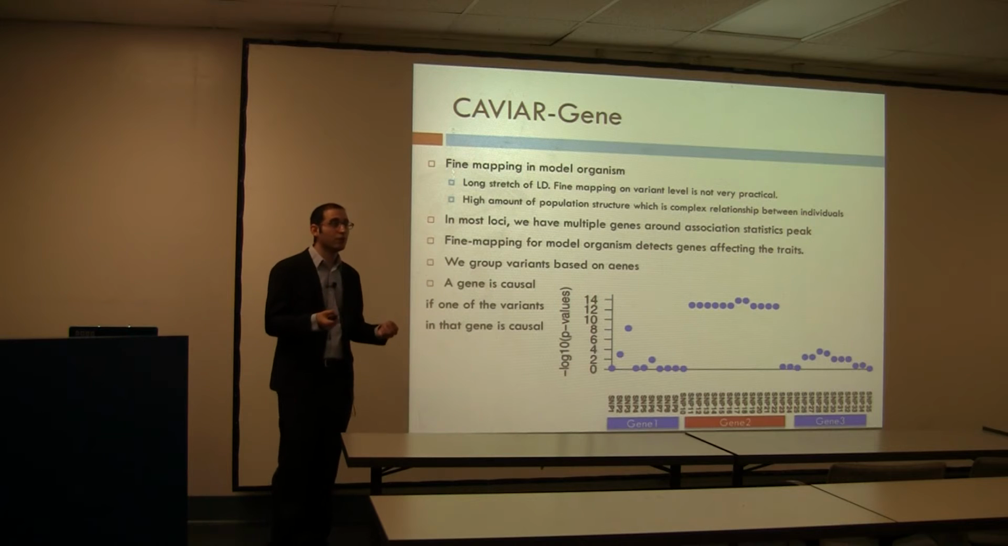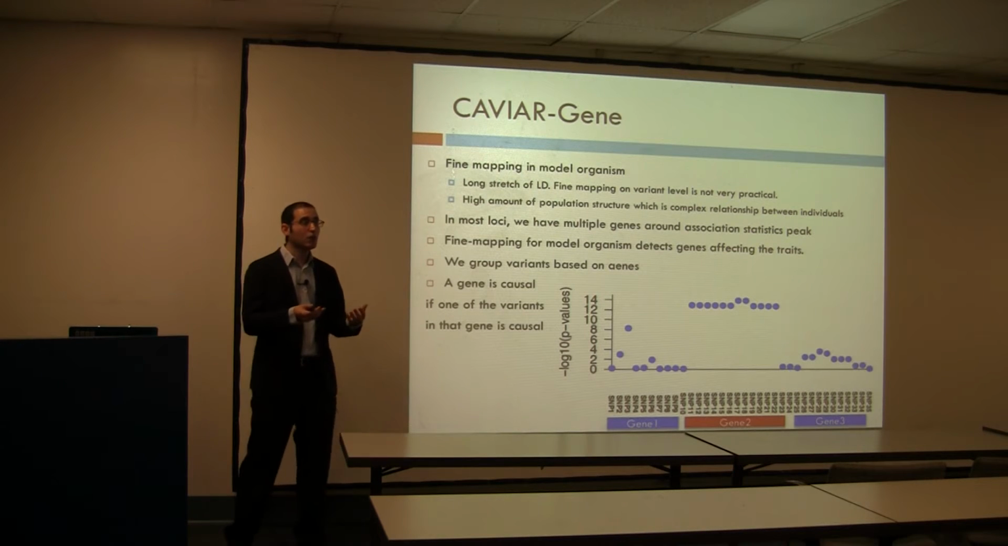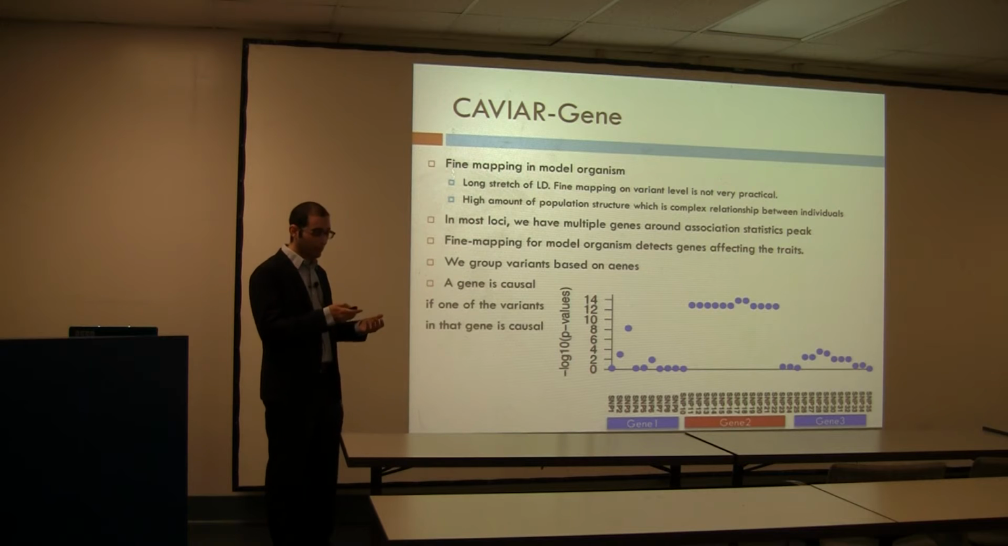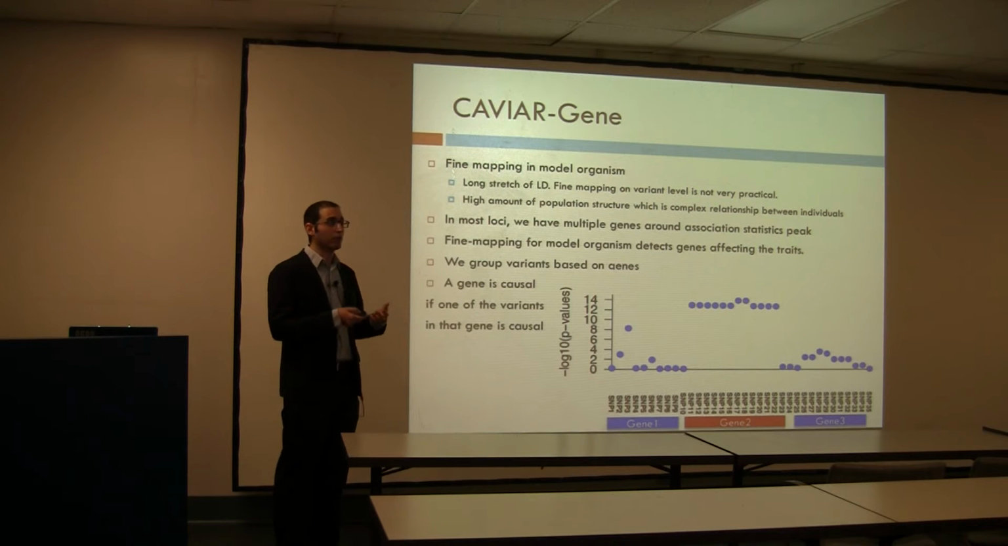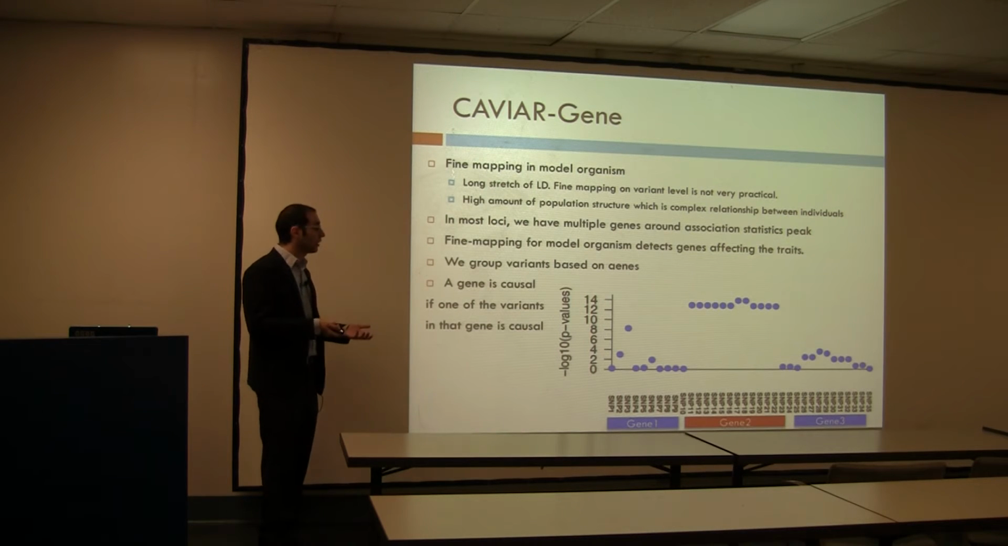One, the stretch of LD is very large. So when LD becomes very large, if one variant is causal, a lot of other variants are in high LD with that variant, so they seem to be significant. So it's very impractical to perform fine mapping at the variant level for model organisms. And the second challenge is that model organisms have a high amount of population structure, which means that the individuals are genetically similar or related.